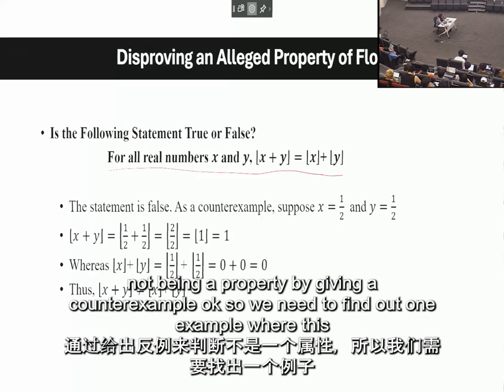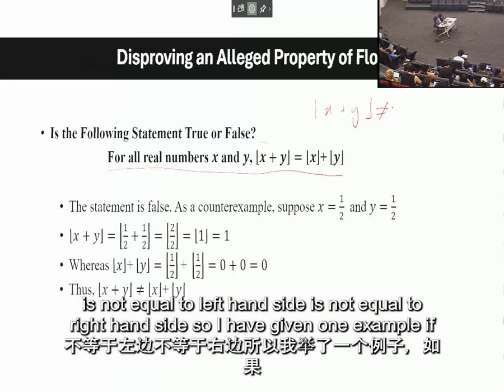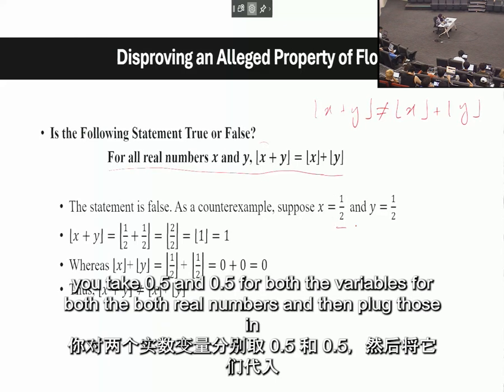So we need to find one example where the left hand side is not equal to the right hand side. I have given one example. If you take 0.5 and 0.5 for both real numbers, and then plug those in.